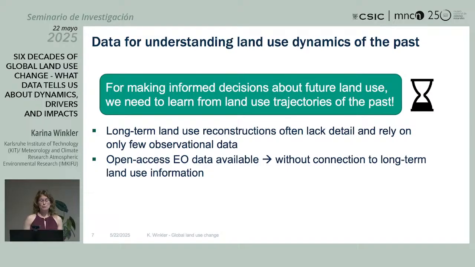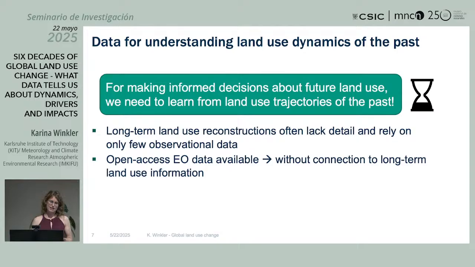And the problem that lies with the land use data is that there's often two different kinds of data. On the one hand side, we have long-term land use reconstructions, which are used in the climate modeling community, in the ecosystem modeling community, but they lack detail, especially in terms of spatial resolution. They're often modeled themselves, have very coarse spatial resolution, and rely on only few observational data streams.